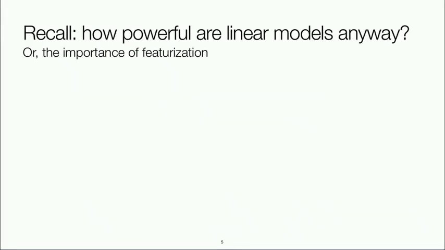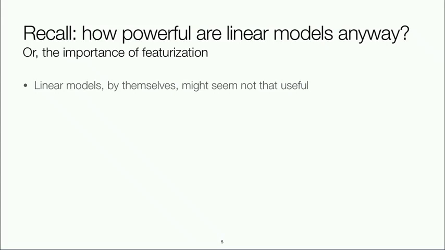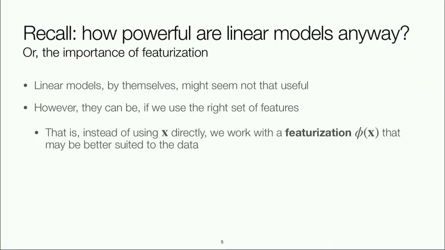So I want you to recall this slide that we had at the end of the part when we were talking about linear regression, which is asking the question, how powerful are these linear models anyway? And what I said back then was that linear models by themselves might not seem all that useful, right? Because a lot of the times our data might exhibit a nonlinear relationship, in which case the linear model is no good. However, linear models can be quite useful if we use the right set of features. And so what that means is that instead of using x directly, we're going to work with phi of x. I'm going to tell you in a sec what phi of x actually is.